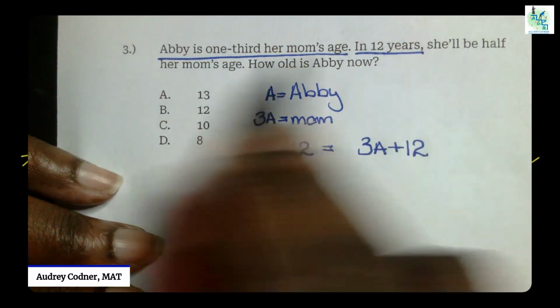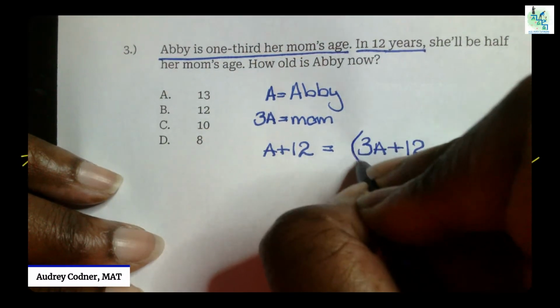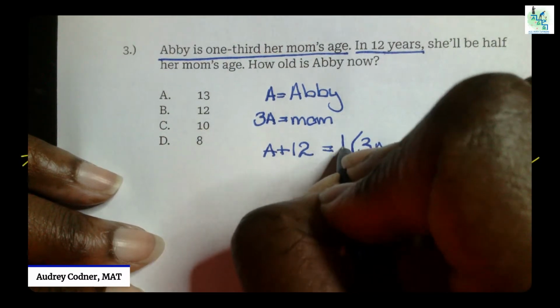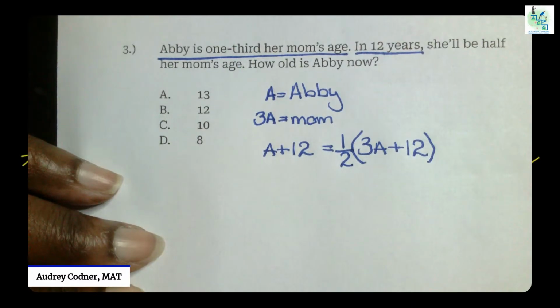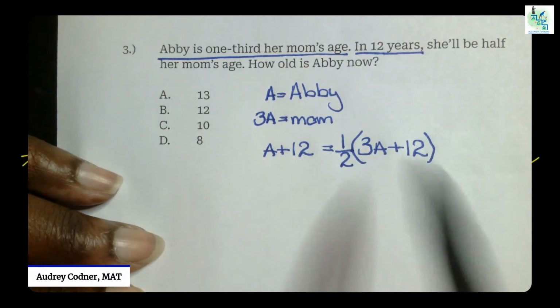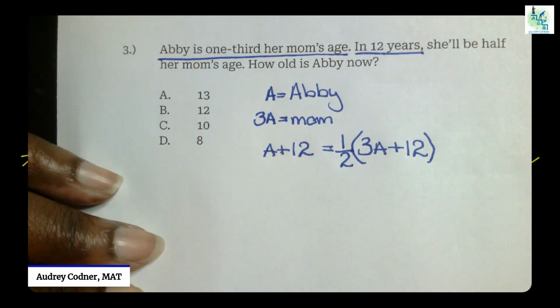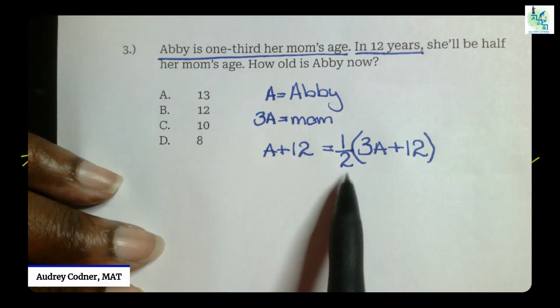But they said she'll be half. So we're going to take half of this. Either you can divide it by 2 or you can multiply it by 1/2. So we want to solve this.